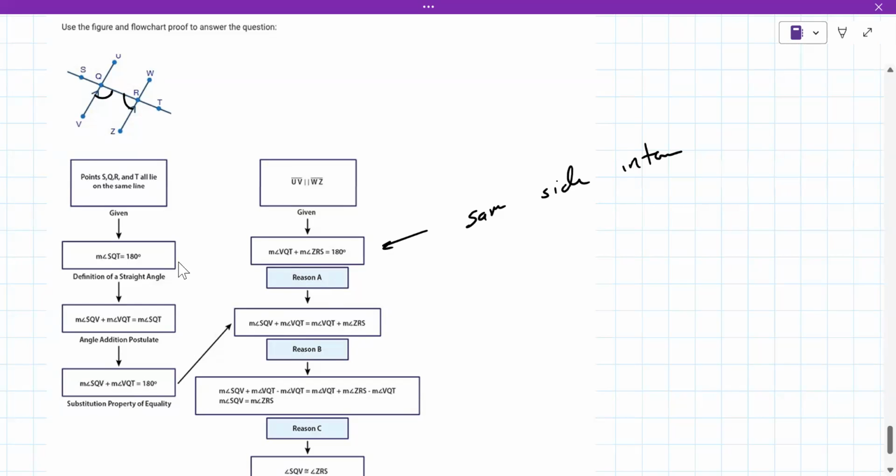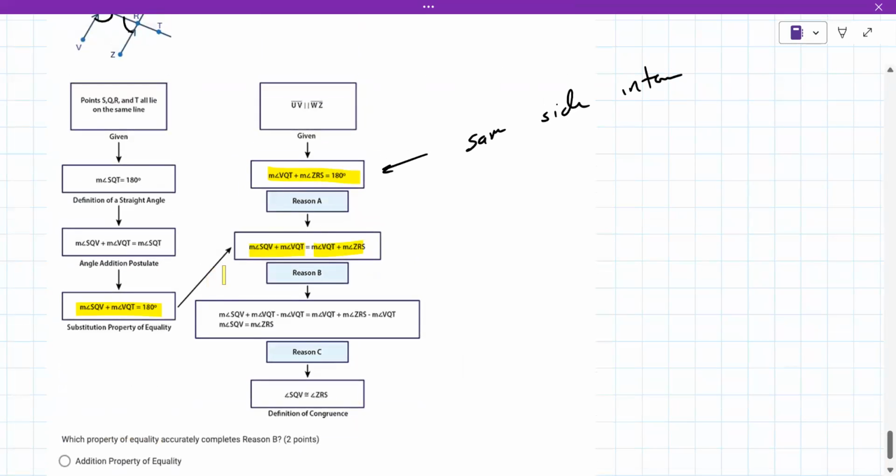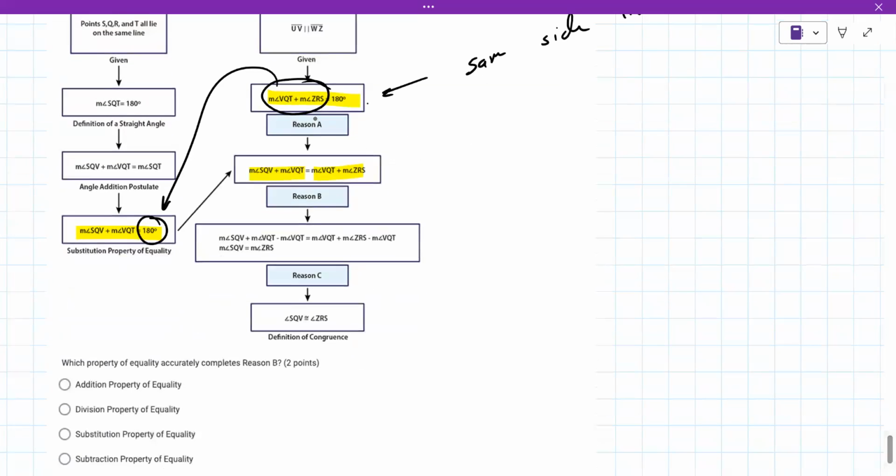So it's like, because this equals 180, because this equals 180, you can set them equal to each other. So if we're looking for a reason here, you're substituting in for 180 again. Like instead of this 180, you're putting this in for that 180 down there. So I would say it's a substitution property again. Got it.